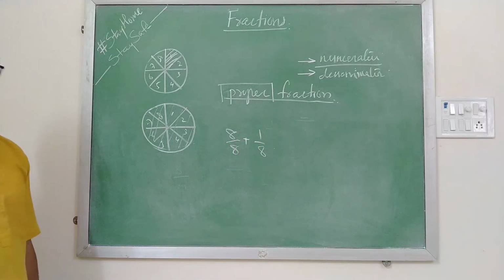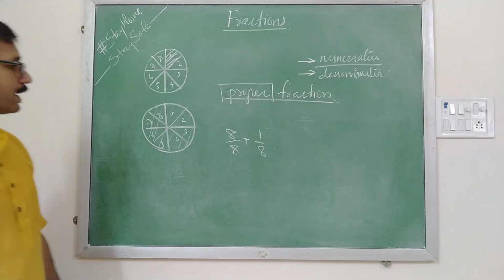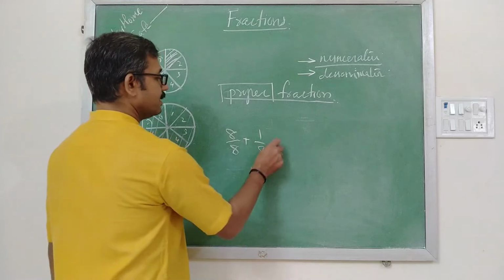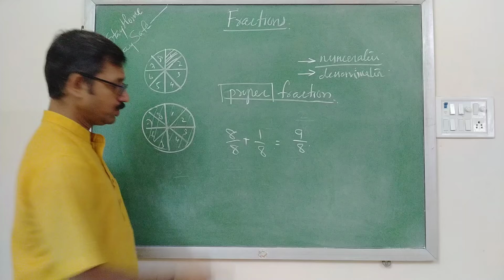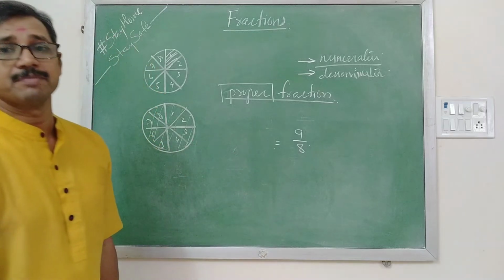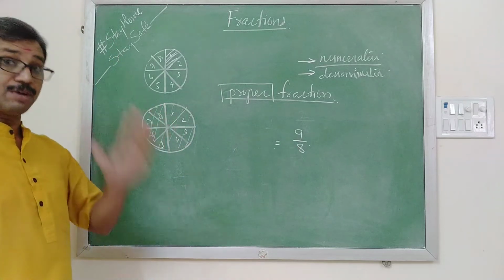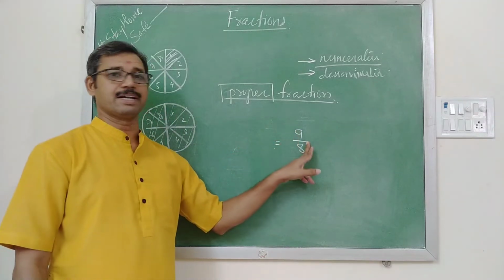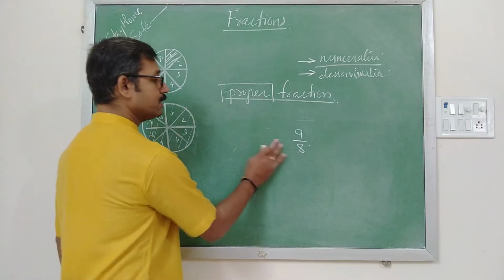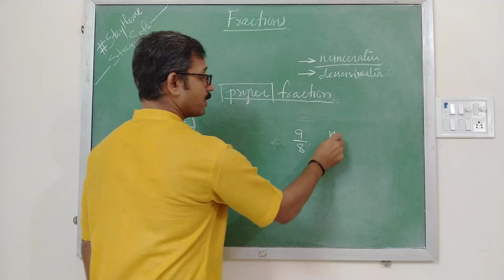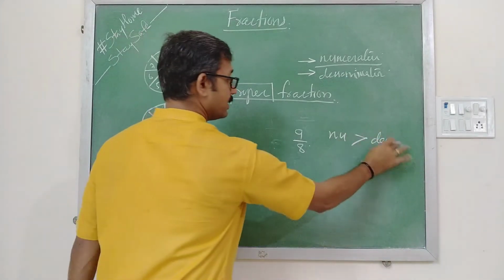Correct? Like that we are taking. So here you can say it becomes 9 upon 8. Sure? What is it? 9 upon 8. Actually, what is the meaning of this 9 upon 8? You must understand that there is 8 upon 8 in it, and then 1 upon 8 is there. Get it? Now, here the numerator is greater than the denominator.